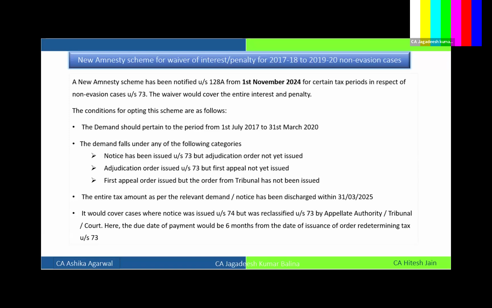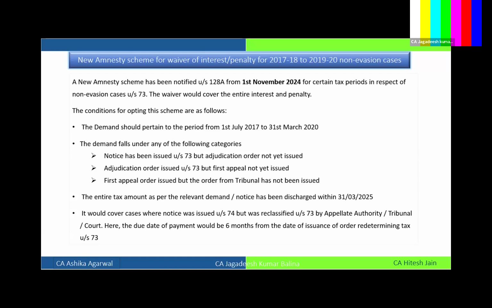That is for the 17-18, 18-19, and 19-20. So what are all the categories we'll see now. The notice has been issued under section 73, that is DRC 01 has been issued, but adjudication proceedings are still going on. In that case also, you can opt for this scheme.